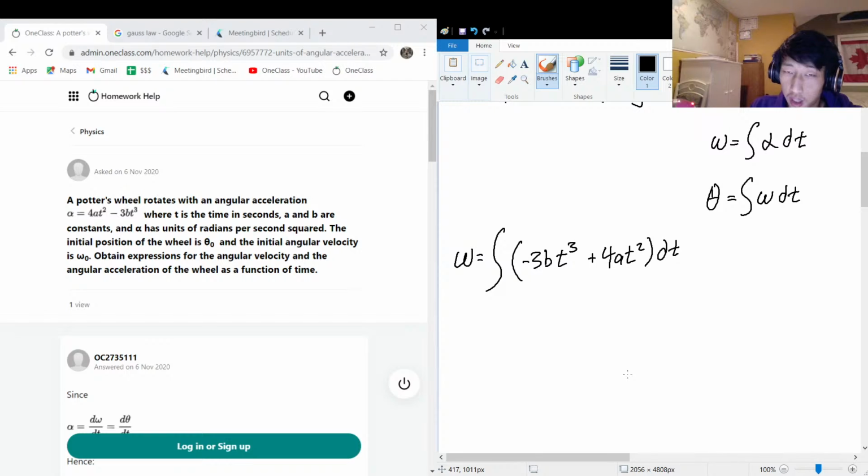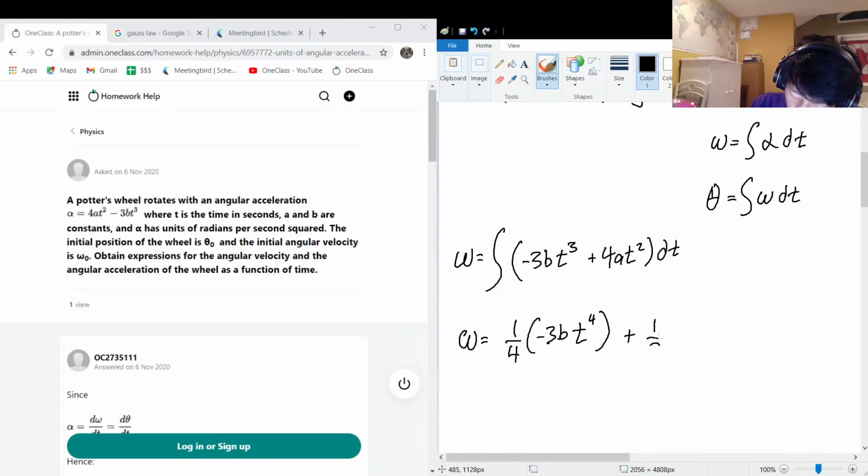Okay, no issue. Now to do the integration, this is fairly straightforward. We increase the power by 1 and then divide by the new power. So omega is equal to 1/4 multiplied by negative 3b t to the power of 4. And then we do something similar for the next term: 1/3, because 3 is the new power, multiplied by 4at cubed. And don't forget plus c, the constant of integration. Okay?